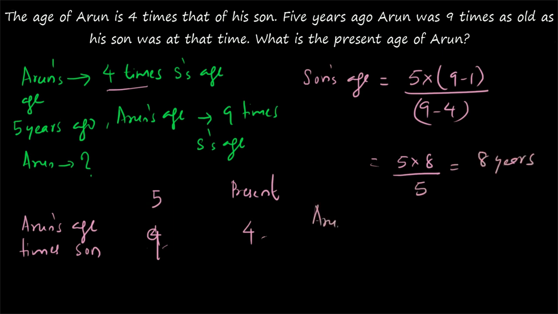And what is Arun's age? Arun's age is 4 times that of son's age. So you will be getting 32 years. So that is the answer. Arun's age is equal to 32 years.